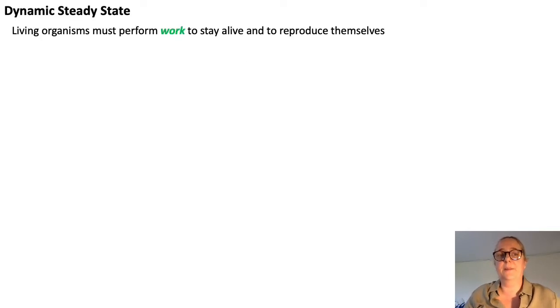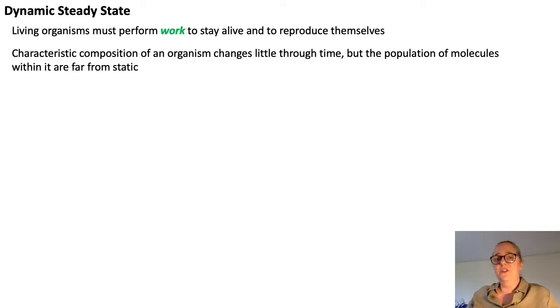First, we're going to touch on dynamic state, steady state. Living organisms must perform work to stay alive and to be able to reproduce themselves. So they need a system in which they can take food and break those food particles down to make energy. There's a characteristic composition of the organism which changes through time, through metabolic regulation, but the population of molecules within it is far from being static.